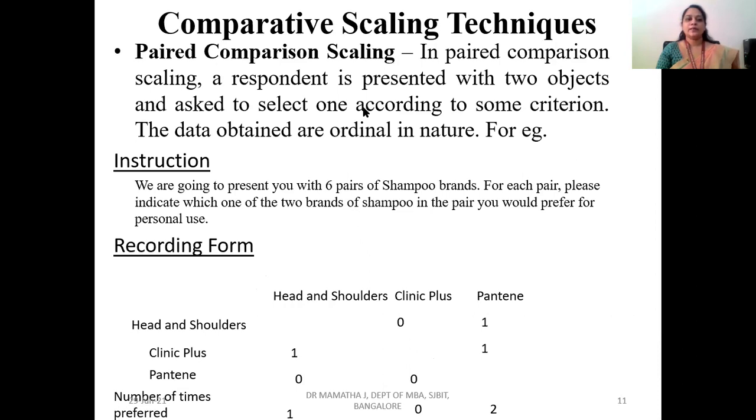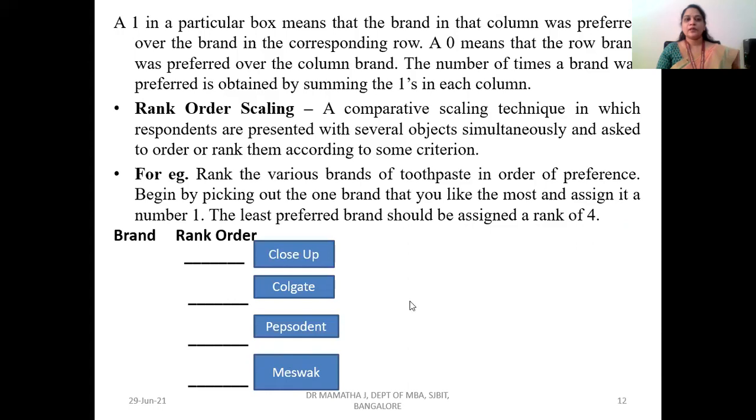we have paired comparison scaling. So in this paired comparison scaling, a respondent will be presented with two objects and asked to select one according to some criteria. So here also the data is obtained in ordinal in nature. Okay. So first we are going to present 6 pairs of shampoo brands. For each pair, please indicate which one of the two brands of the shampoo in the pair would you prefer for personal use. Now you give them the questionnaire and record the responses. For example, Head and Shoulders, Clinic Plus, Pantene, like this. Okay, we are going to compare. Right.